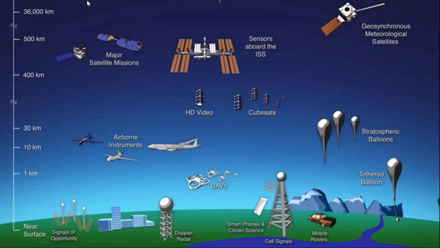And so we talked about satellites. I just want to point out that NASA does have a variety of different platforms that we can put instruments on. And these include the satellites as well as the International Space Station and the CubeSats. And then as we get a little closer to Earth, we have things like stratospheric balloons and tethered balloons.